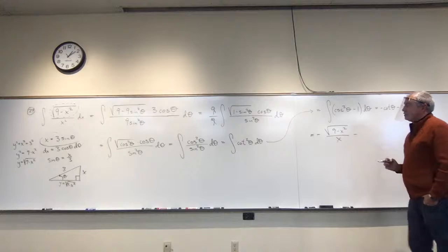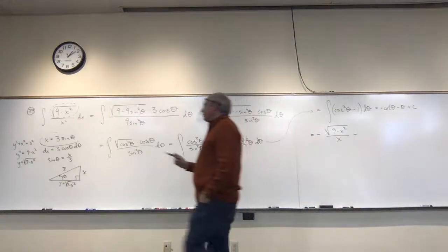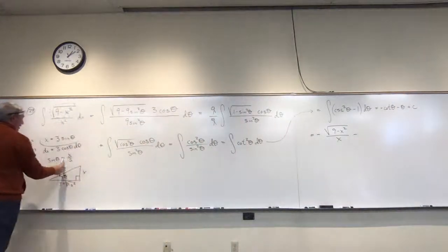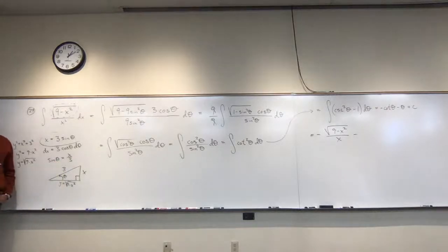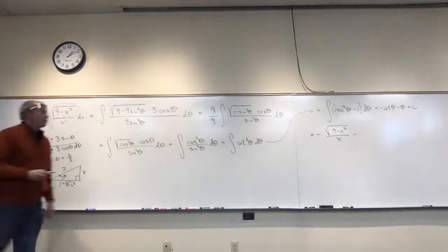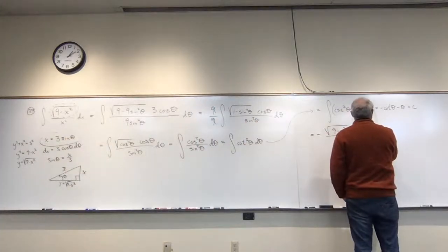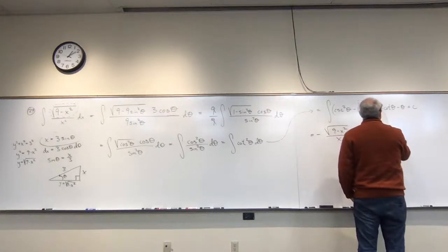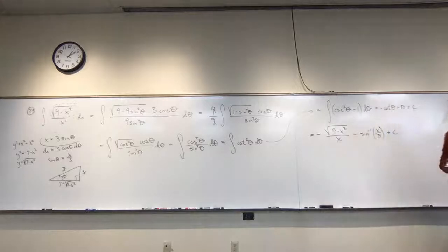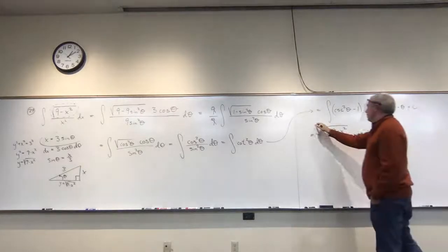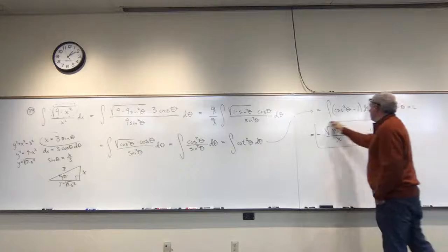Minus theta. Well, if sine of theta equals x over 3, then what is theta? Sine inverse of x over 3, right? So we could say theta is sine inverse of x over 3 plus c. And that's it.